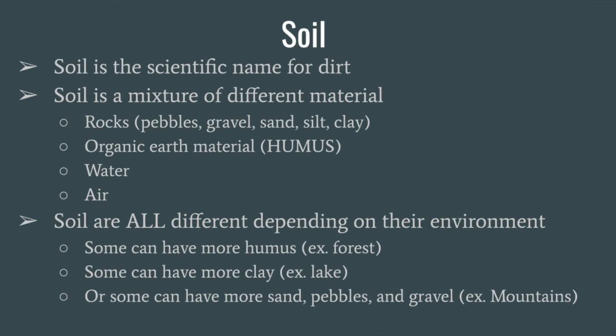Soils are all different depending on the environment they are in. For example, some soils can have more humus, like a forest. Some can have more clay, like a lake. Or some can have more sand, pebbles, and gravel, like a mountain.